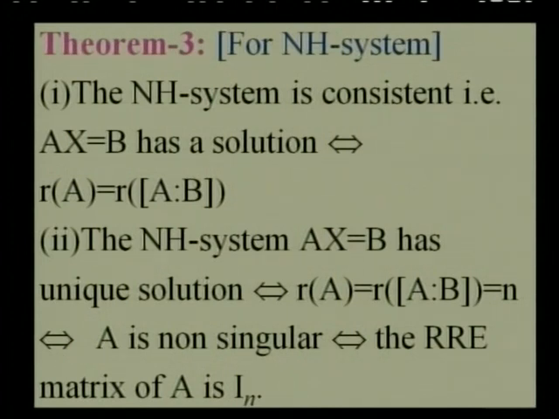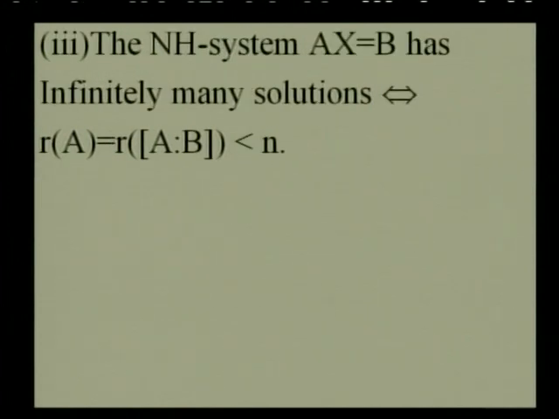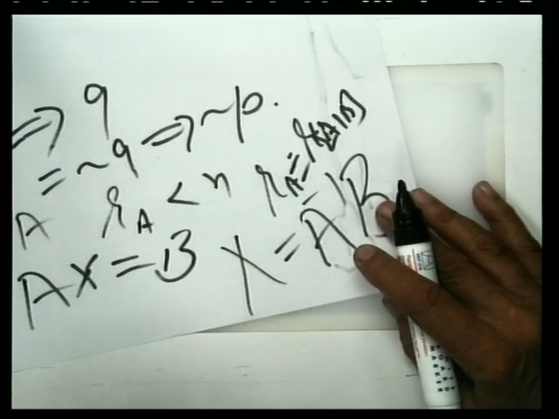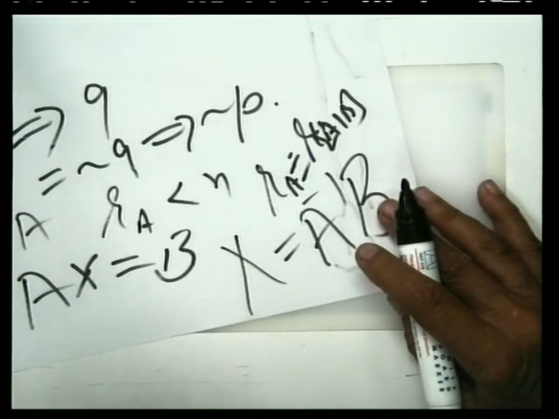is identity. And determinant A is not 0, and unique solution is x equal to A inverse B. The unique solutions you get x equal to A inverse B. If again it has infinitely many solutions, that you can see on the screen, if and only if rank of A is less than n.